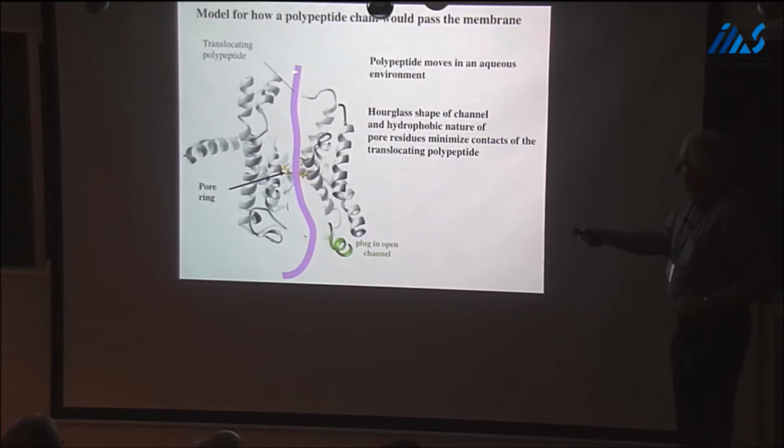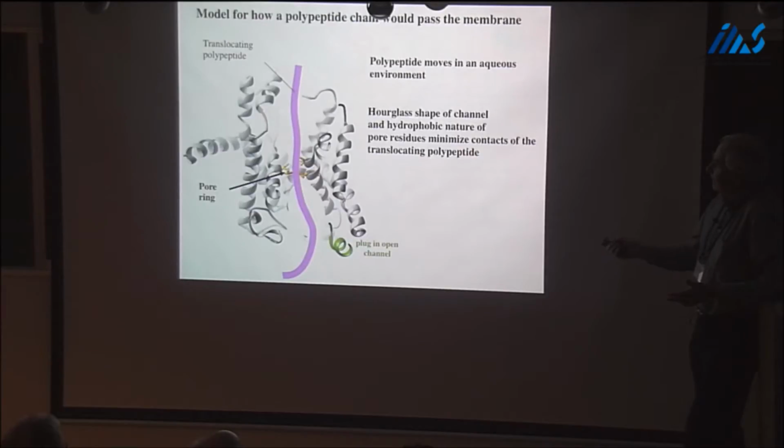So the polypeptide chain would move through the aqueous funnel on the cytoplasmic side, through the pore ring, and then on to the extracellular funnel, and then further on into the extracellular space. There are a few points I would like to make here. First, the polypeptide chain would move in an aqueous environment, and of course this minimizes the energy you need to move a hydrophilic macromolecule through a hydrophobic membrane.